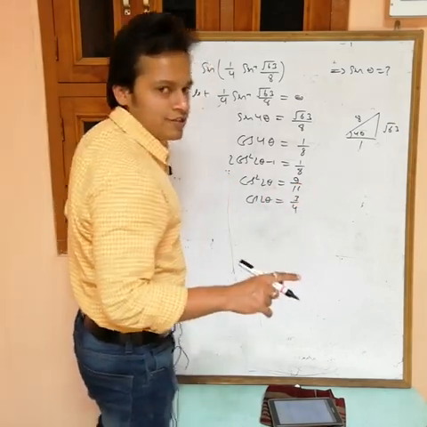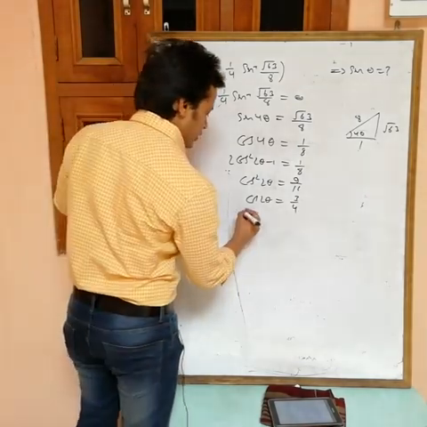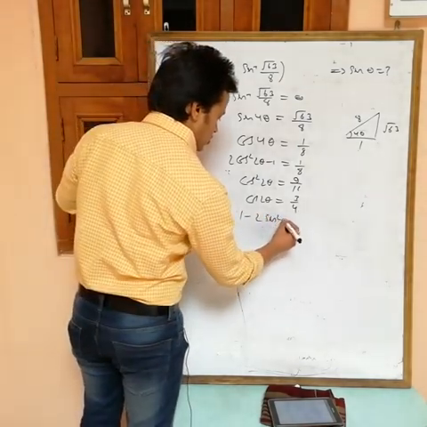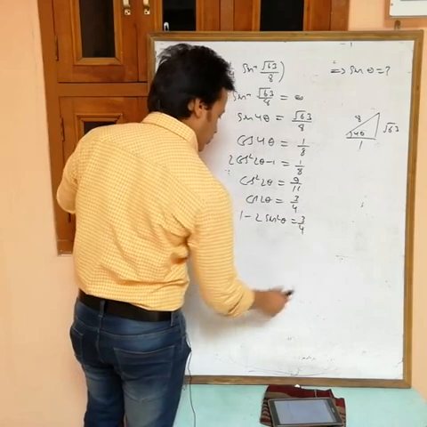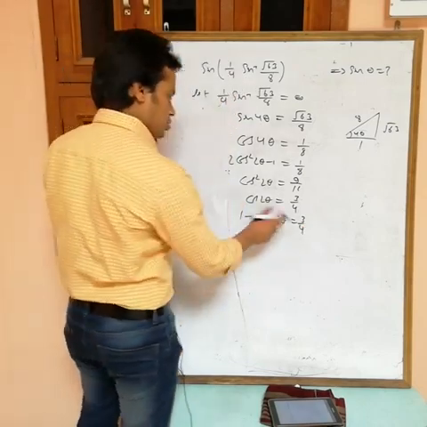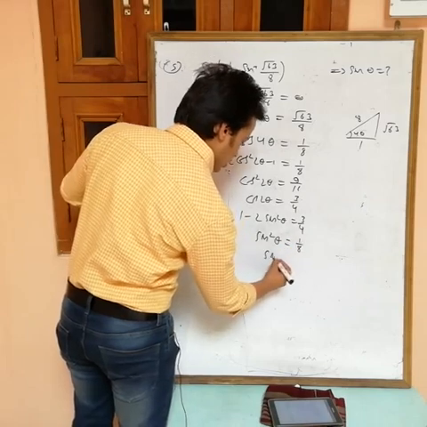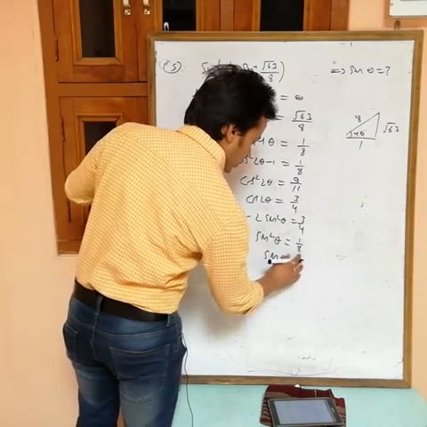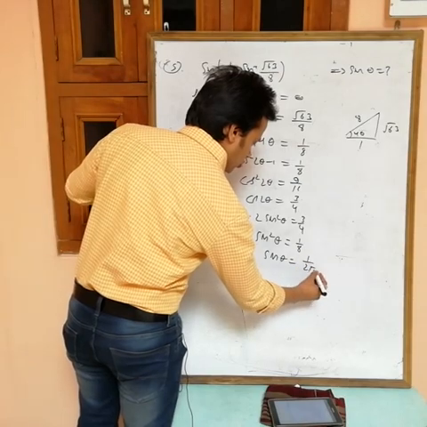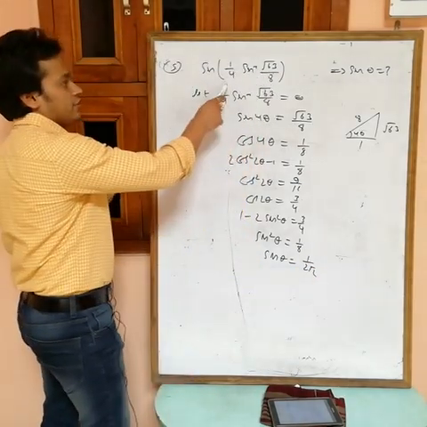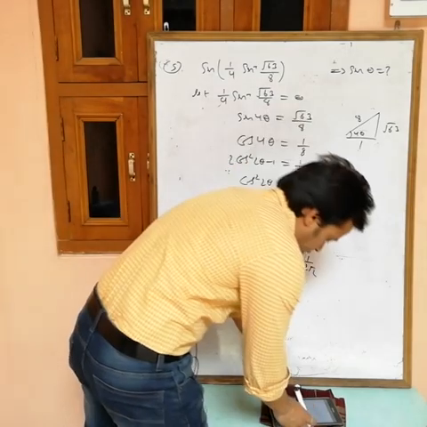What do we want? We want the value of sine theta. So cos 2 theta can be written as 1 minus 2 sine square theta equals 3 by 4. Then sine square theta is 1 by 8, then sine theta is plus minus 1 by 2 root 2, and now we can take only plus. So the value of this is 1 by 2 root 2. Okay, done.